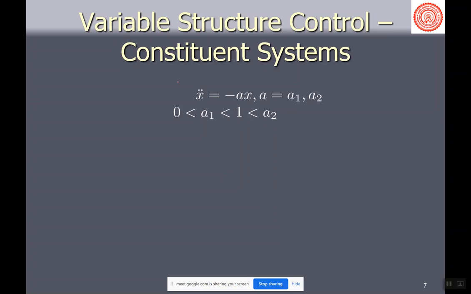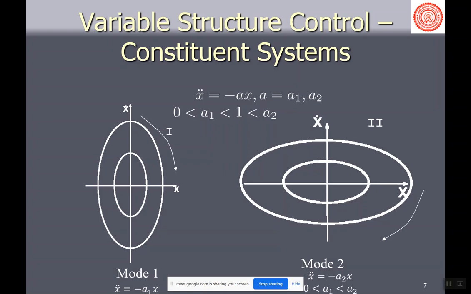So this is just a second order system. X double dot is minus ax, and the variability in the structure is brought by having two choices for a. One is a1, one is a2. A1 is a positive number that is less than 1. A2 is a positive number that is greater than 1. If you plot the phase trajectories for x using a1 and a2, you get these two modes. For a1 you get a graph that looks like this. For a2 you get a graph that looks like this, mode 2.